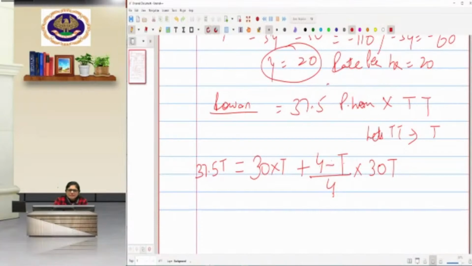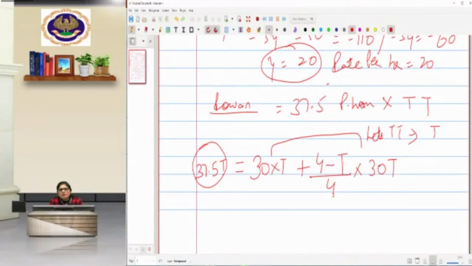Again, I'm saying 37.5 was the effective hour rate. That means the final rate per hour, by totaling the wages and the bonus both. So whatever the final amount we are getting, the worker is getting 37.5 per hour into time taken, which will be the total earnings as per Rowan. The breakup is 30 per hour as per the basic wage rate into time taken, again we don't know, plus under Rowan plan time saved.